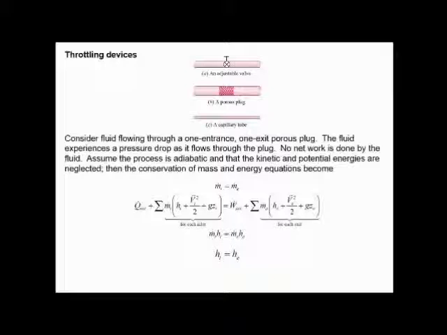The fluid flowing through this tube experiences a pressure drop. That means, consider a fluid flowing through an porous plug. The fluid experiences a pressure drop as it flows through this plug. No net work is done by the fluid. Assume that the process is adiabatic and the kinetic and potential energies are neglected.